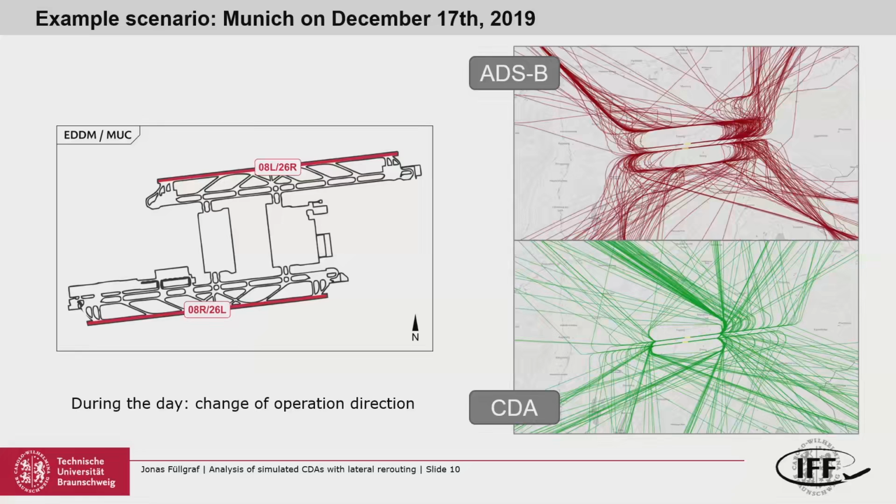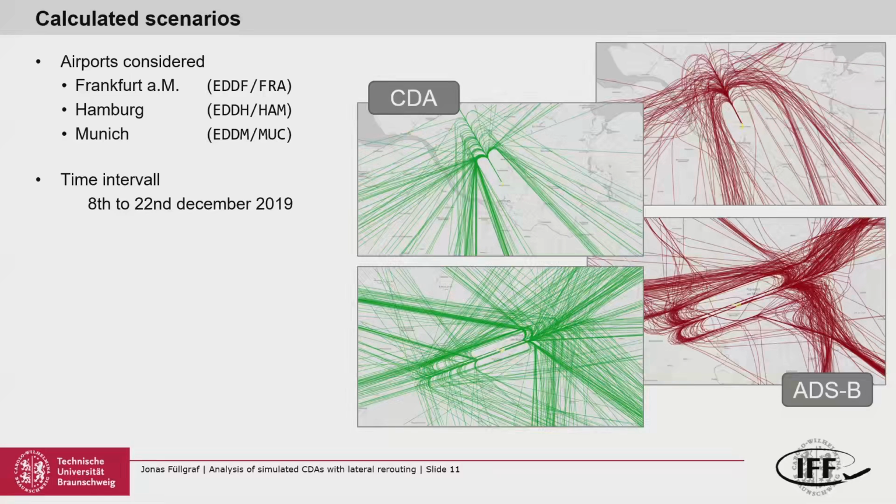On the right side, you can see 2 maps, which are showing the same area around the airport. The upper map depicts the trajectories of the ADS-B data, and the lower one shows the calculated trajectories by the simulation. As mentioned before, the simulation didn't consider any standard arrival routes or waypoints during the lateral rerouting process. Just in case you wonder why the approaches in this scenario are operated from both sides, during the day there was a change of the operation direction at the airport. In general, scenarios for each day between the 8th and the 22nd of December 2019 for each examined airport were analyzed.